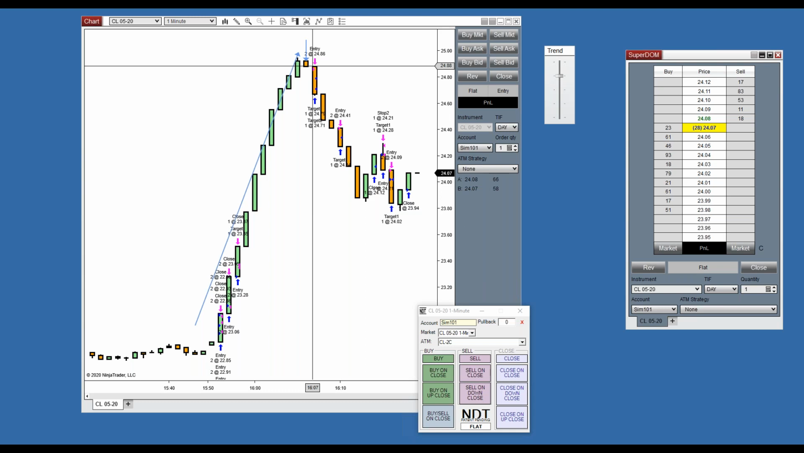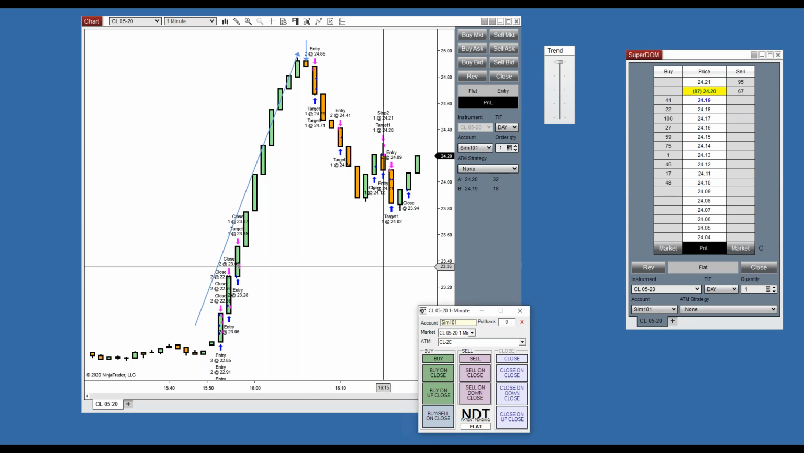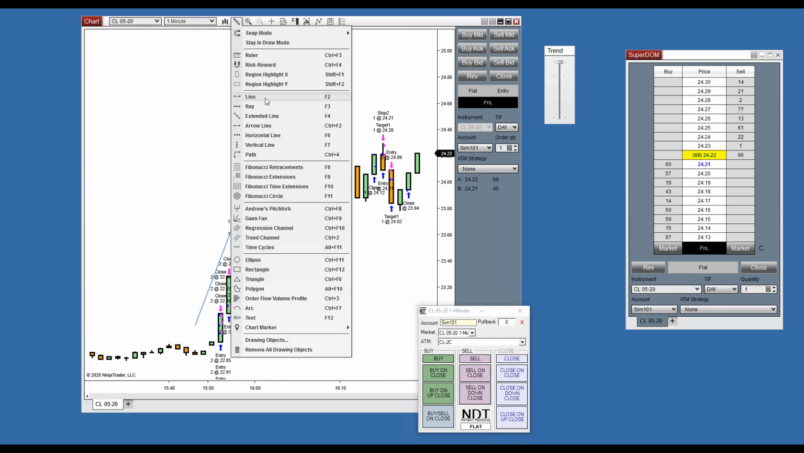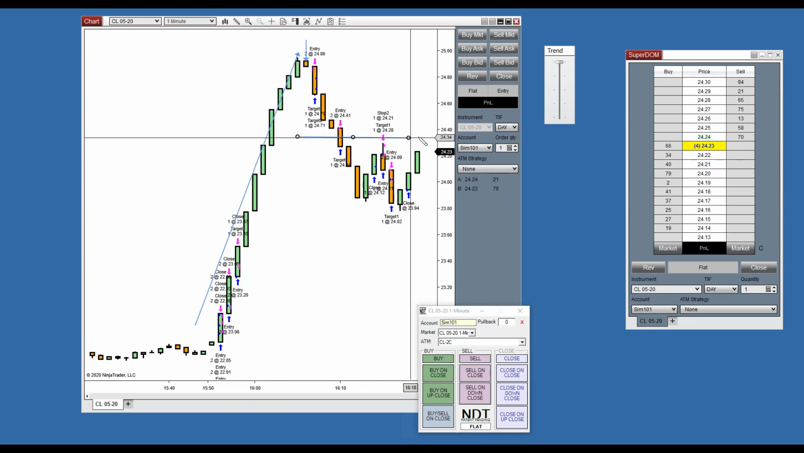Now, here's something else that's unique. We're going to create a really strong uptrend. And what we have to do is hit good till canceled, and then we have to hit save. So we're in a strong uptrend here, and the trend is going to hit resistance.